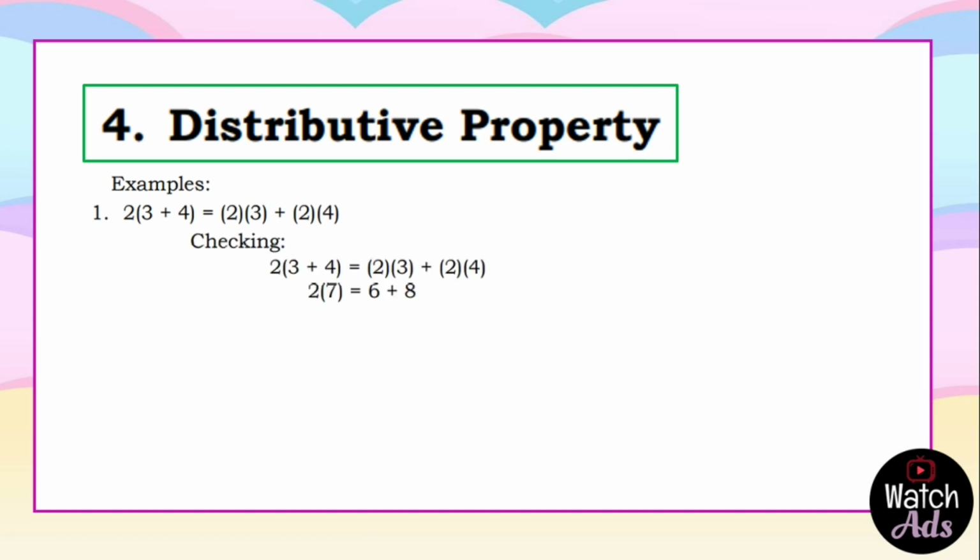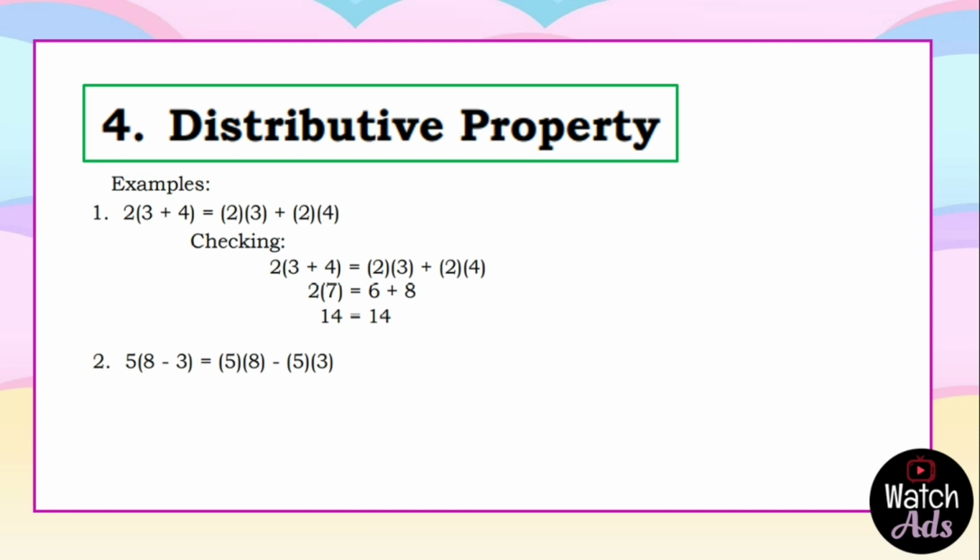On the left side of the equation, first we add the terms in the parenthesis, 3 and 4, that is equal to 7, before we multiply it by 2. On the right side of the equation, we multiply 2 and 3, that gives us 6, and we add it to the product of 2 and 4, that is 8. The answer are both 14.